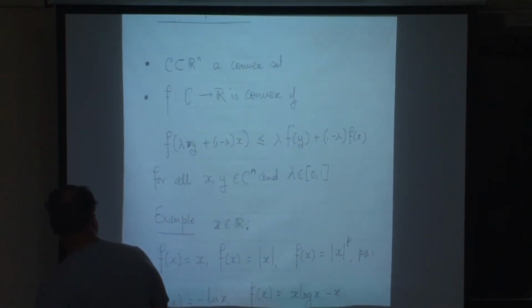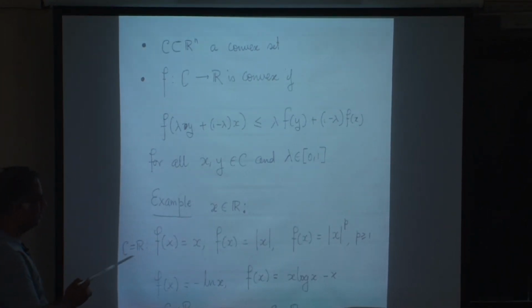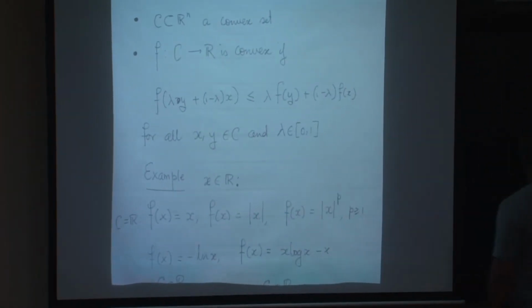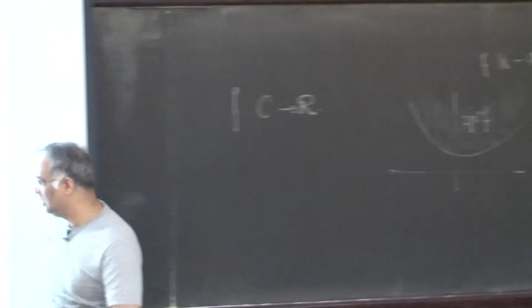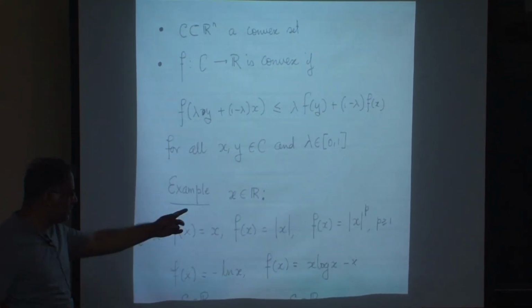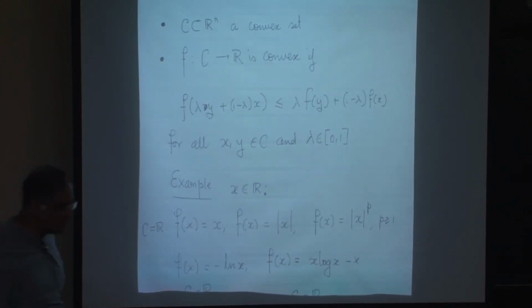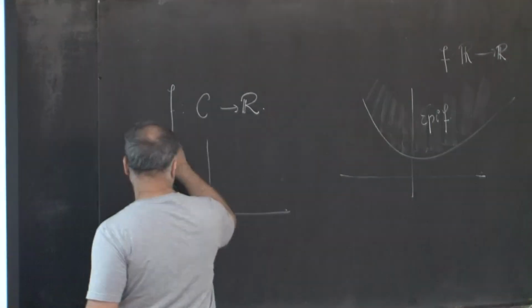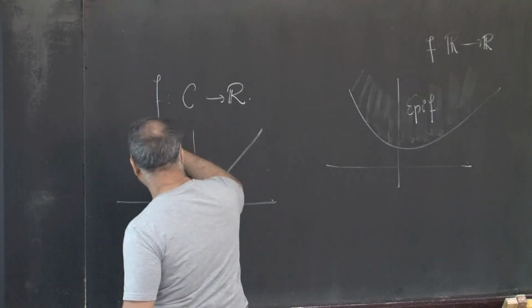So now let us see certain examples of convex functions. Let us consider the case when C is equal to R, that is, the whole real line is the domain. So here we have considered f from C to R, where C is a convex set. Now here C is the whole real line R itself. So f(x) equal to x, f(x) equal to mod x to the power p. For example, mod x is a very typical example in any convex analysis book, the absolute value of x.